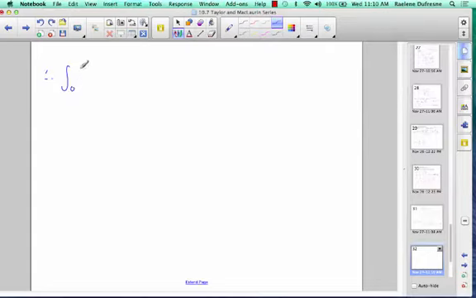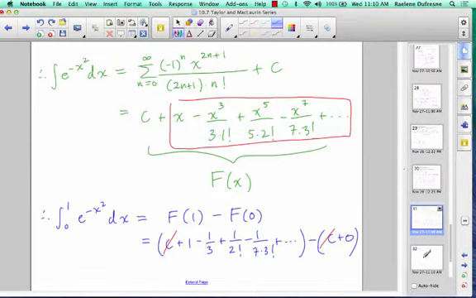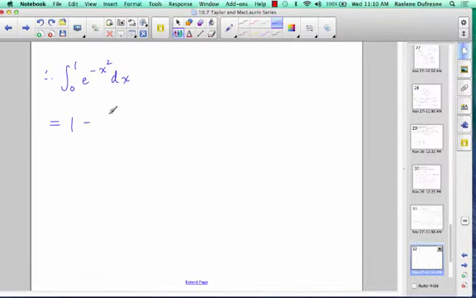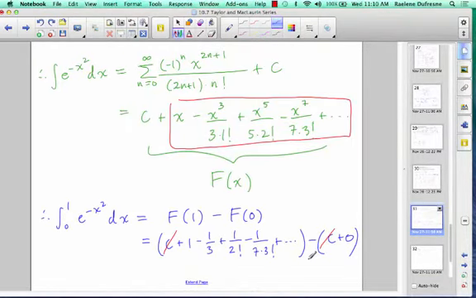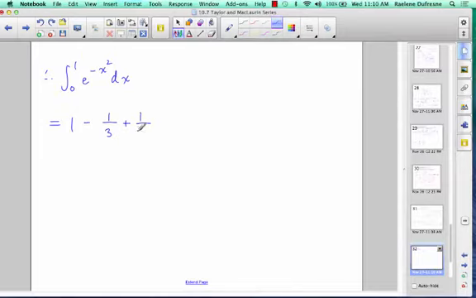So we have that the definite integral from 0 to 1 of e to the negative x squared dx is equal to 1 minus 1/3 plus 1 over 5 times 2 factorial minus 1 over 7 times 3 factorial plus 1 over 9 times 4 factorial minus 1 over 11 times 5 factorial plus dot dot dot.